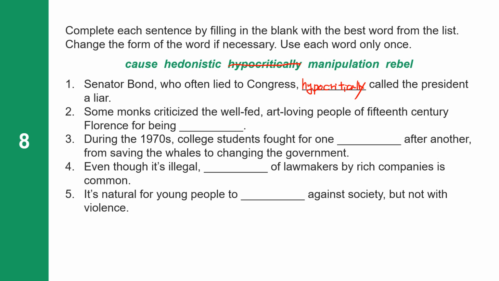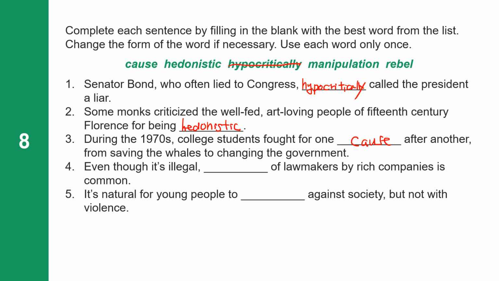Number two: some monks criticized the well-fed, art-loving people of 15th century Florence for being blank. Hedonistic is loving pleasure. So, hedonistic. Some monks criticized the well-fed, art-loving people of 15th century Florence for being hedonistic. Number three: during the 1970s, college students fought for one blank after another, from saving the whales to changing the government. So they fought for one cause after another, from saving the whales to changing the environment and the government. So they fought for everything.